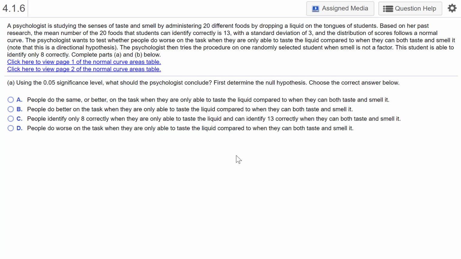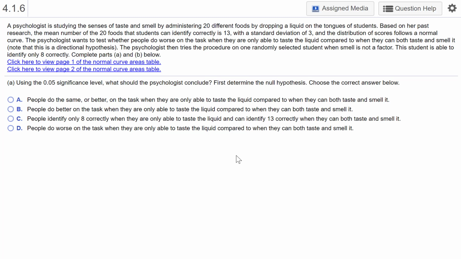A psychologist is studying the senses of taste and smell by administering 20 different foods by dropping a liquid on the tongues of students. Based on her past research, the mean number of the 20 foods that students can identify correctly is 13, with a standard deviation of 3. And the distribution of scores follows a normal curve.